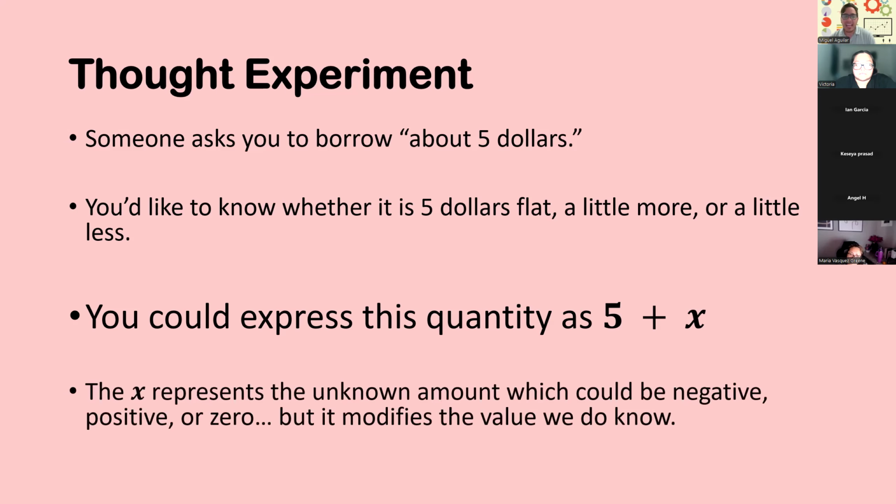So the x here represents the unknown amount, which if it was negative, would mean that 5 plus a negative amount would be a little bit less than 5, right? Because adding a negative is like taking away money. Or it could be positive, in which case it would be 5 plus some positive amount, maybe some change, right? Or it could be 0, where it's 5 flat. But we just don't know. What we do know is that based on what they said, the constant is 5. Does that make sense? Yes.